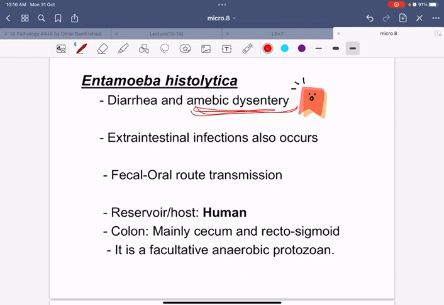The reservoir and host is the human, so it comes from a human being. Mainly, they reside in the cecum and rectosigmoid. When we do endoscopy, okay, or rectoscopy or sigmoidoscopy, you will find the ulcers. It is a facultative anaerobic protozoa. That is why flagyl is effective.